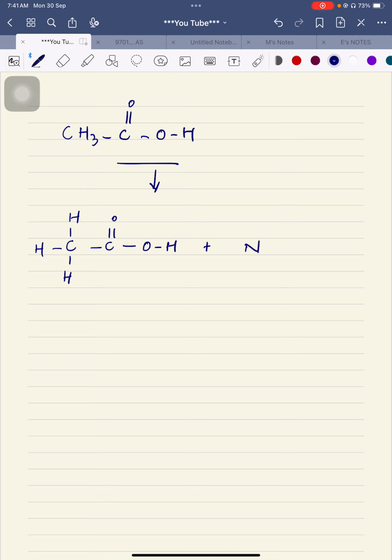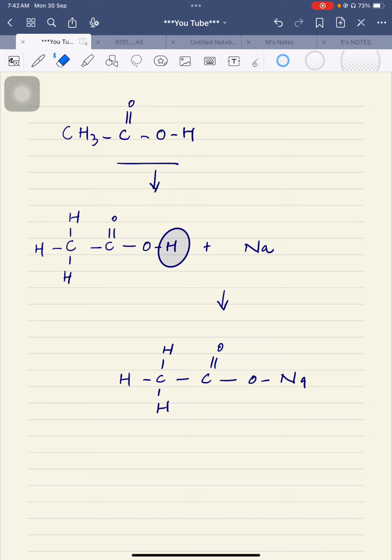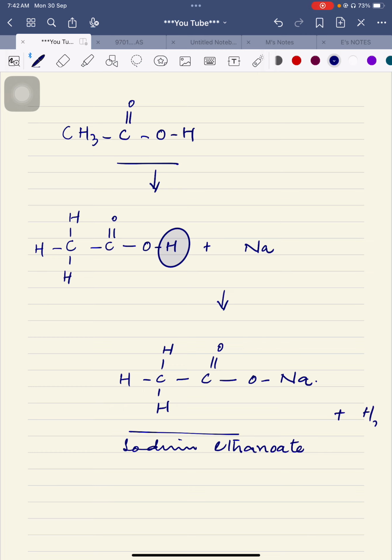So, for example, if we are going to react it with sodium, we know that the H and the C of CH3 will remain as they are, whereas the only thing which will undergo a change is the H of the carboxylic group. Don't forget that this is responsible for this change, and we are going to write it like this. What is this? It is called sodium ethanoate. Along with this, the other product which will be formed is hydrogen.